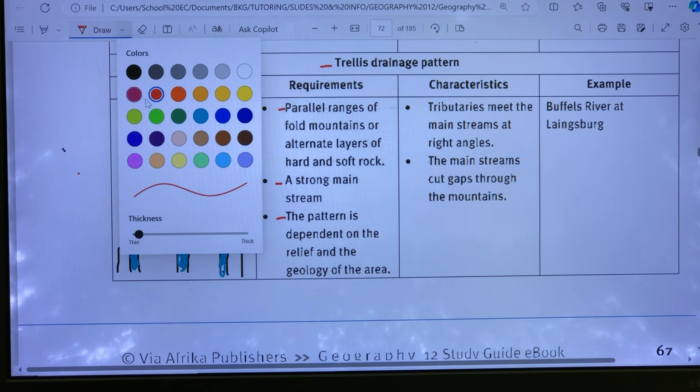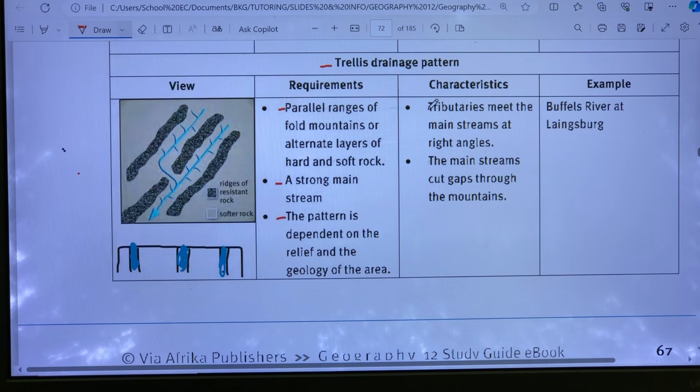So let's move on to the characteristics. The tributaries meet the mainstream at right angle. You can clearly see that this is a right angle, at 90 degrees. So tributaries meet the mainstream at 90 degrees. That's the characteristic. You should know these, guys. You should nail them into your head so that you can remember them during the exam, becoming creative to remember them.